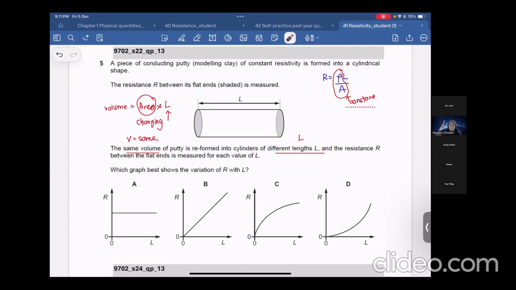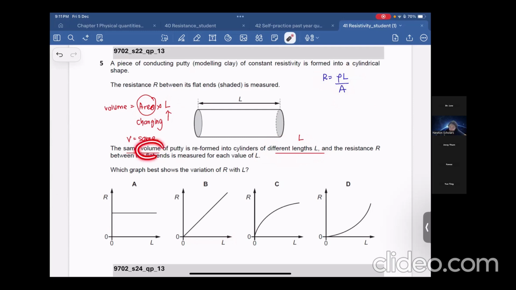Volume is area times the length. Your area keeps on changing when your length changes. So that means I cannot straightly compare using this. I should try to do some substitution and make the physical quantities constant other than L and A. Okay, so how do we do that?